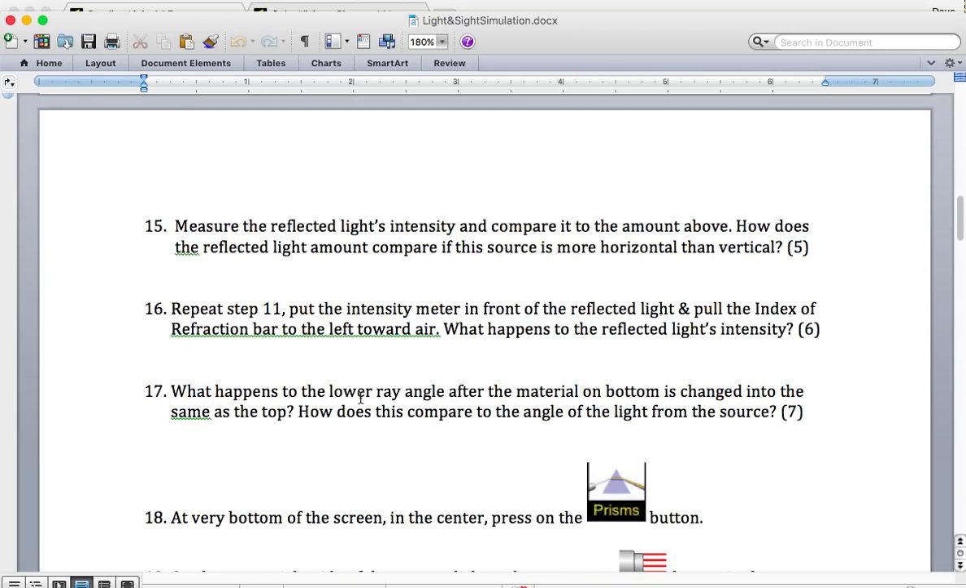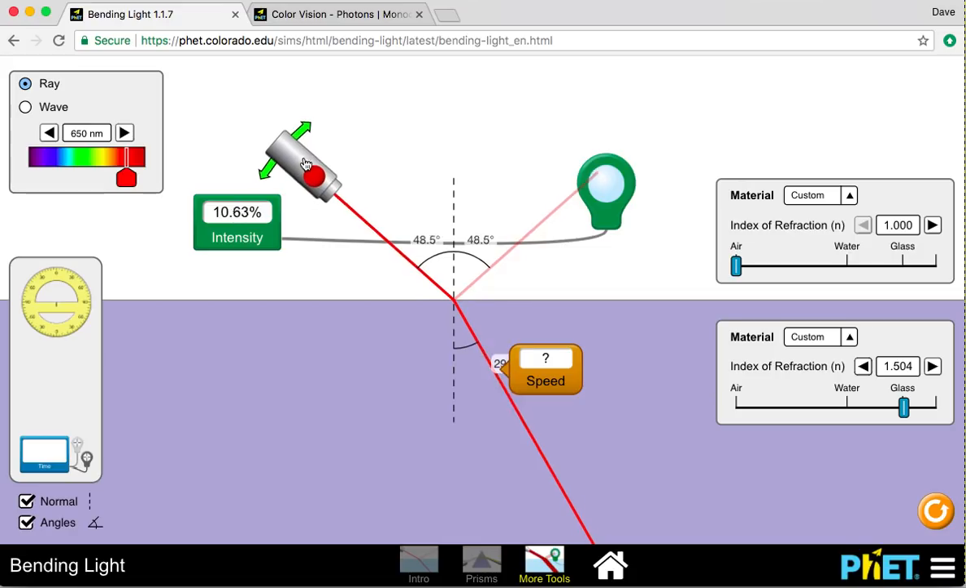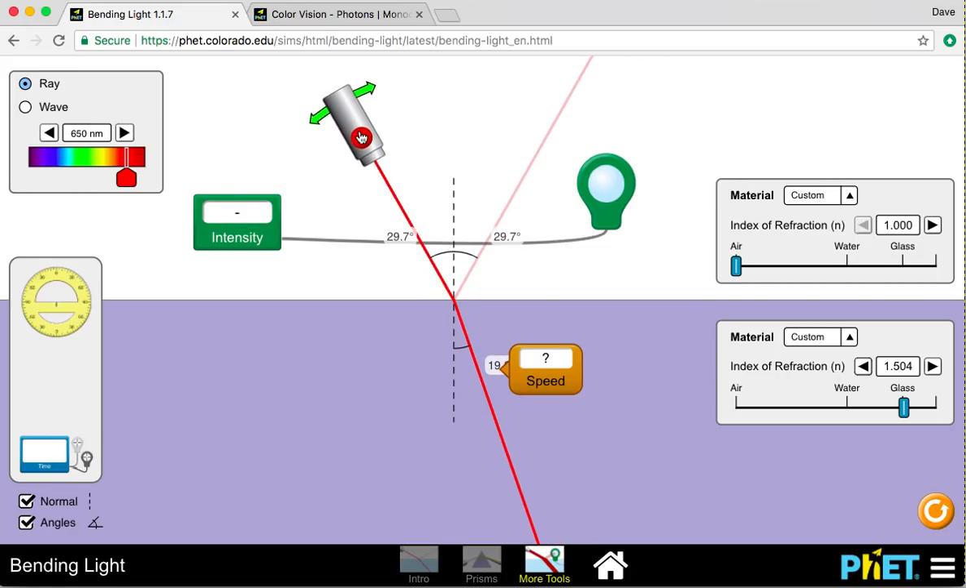Okay, so what happens to the lower ray angle after the material on the bottom is changed into, oh, I'm sorry, I skipped a step. So repeat step 11. Rotate the light source so it makes an angle less than 45 degrees of the dashed line. So we'll jump back to 30 here.